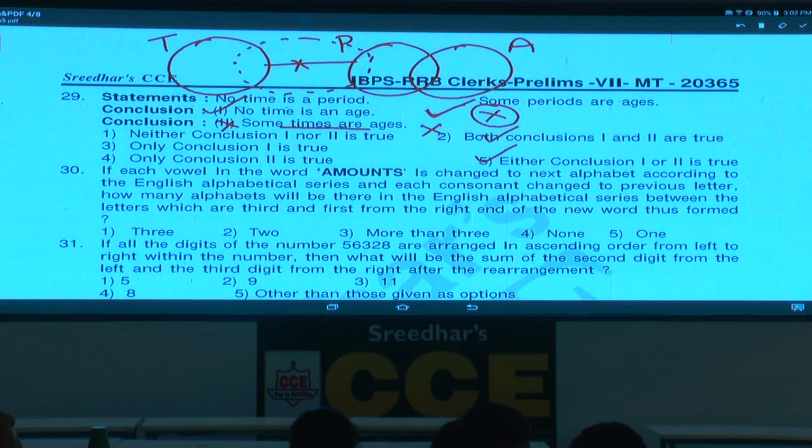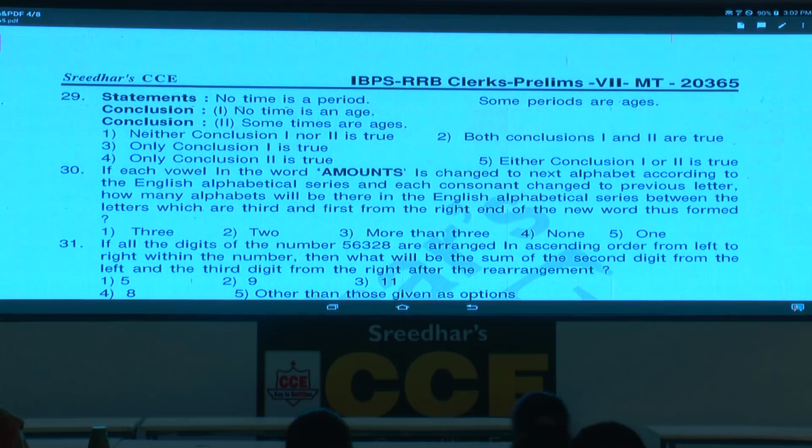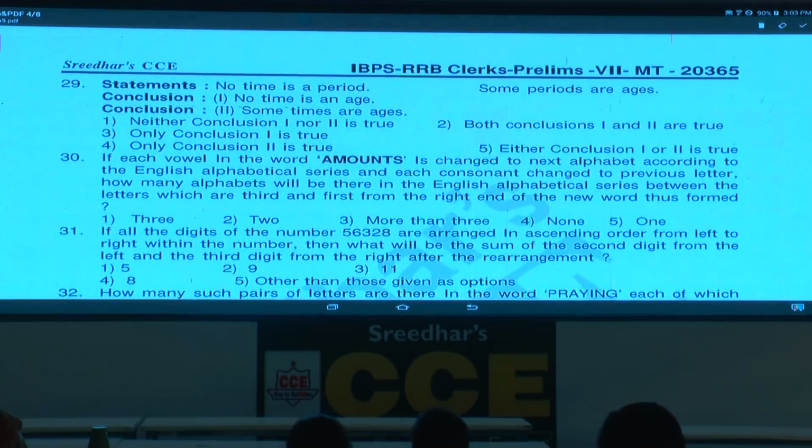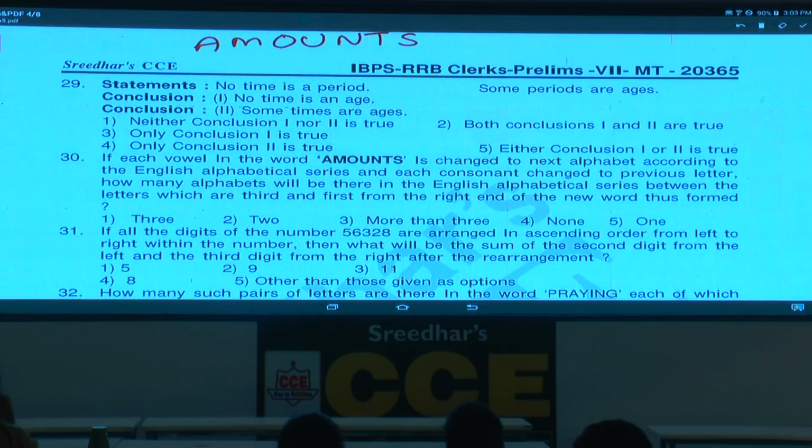Then coming to 30th. Now in question number 30, what is given in this one? If each vowel in the word amounts is changed to next alphabet. Amounts, what is the word here? Amounts is the word, A-M-O-U-N-T-S. Now in this word amounts, vowel is changed to the next alphabet. This will be B and this will be P, isn't it? And this will be V.